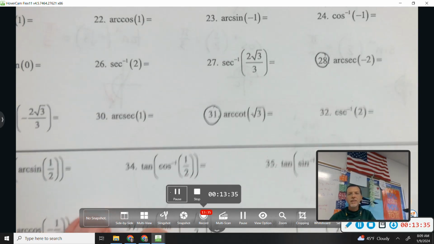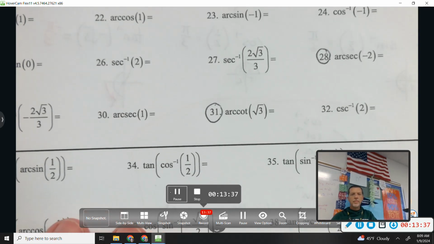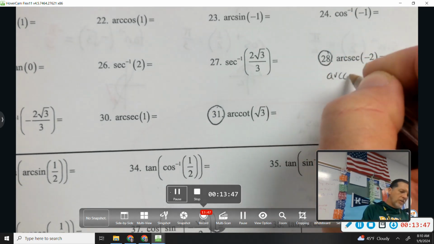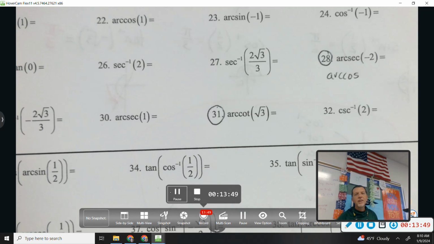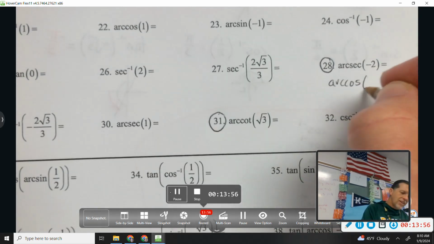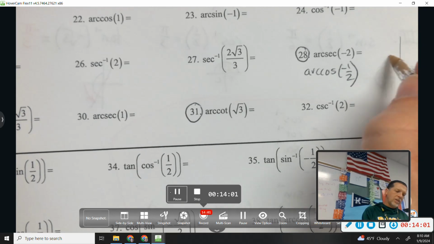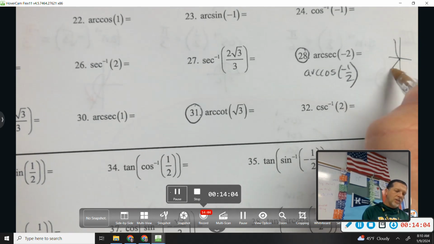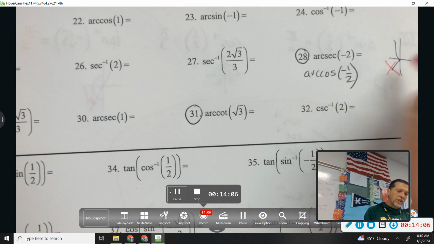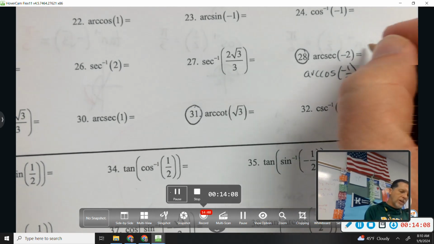Arcsecant. I don't want to mess with secant. Who's the reciprocal partner with secant? Cosine. So I'd much rather answer the question arc cosine of negative 1/2. So now I turn this into an easier problem. Let's see, cosine's negative in the second and third, but we never use the third. So in the second quadrant, that'd be 2 pi over 3.